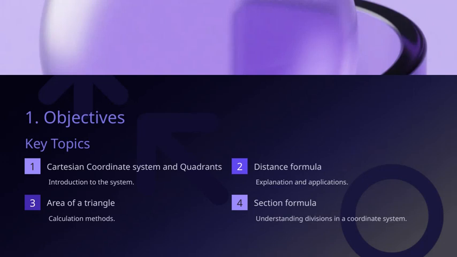Now, let's explore the key concepts on this slide, starting with understanding divisions in a coordinate system. We'll look at how the section formula helps us find a point dividing a segment in a given ratio, which is very useful in many applications. Next, we'll review the distance formula, which is essential for calculating the length between 2 points and the various methods we can use to do this efficiently. Finally, we'll introduce the area of a triangle, highlighting its importance in coordinate geometry.